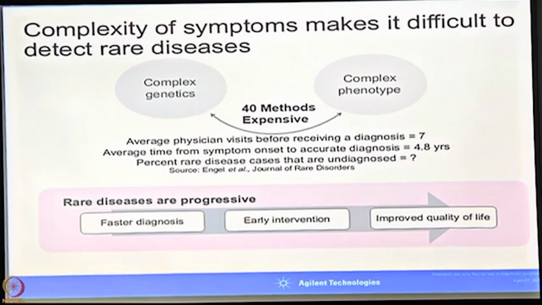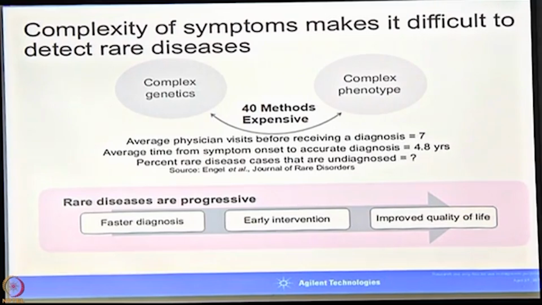Because the complexity of the disease is not one gene, multiple genes are affected, right? They take at least 7 years and 40 methods for the diagnosis. So that's a challenge. It is pretty expensive and takes time. But for treatment, if you know the cause very early, with a very early diagnosis, then you can do early intervention and improve the quality of life.